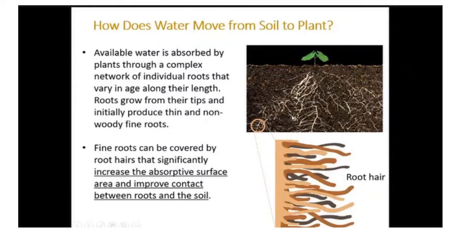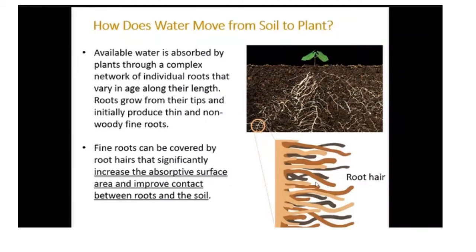Basically, the roots have a complex network, and they vary in depth and length and everything. And in the roots they have something called root hairs. Now, what is the benefit of the root hair? The root hair increases the surface area and also the contact between the root and the soil. And this means that the plant would be able to absorb water.